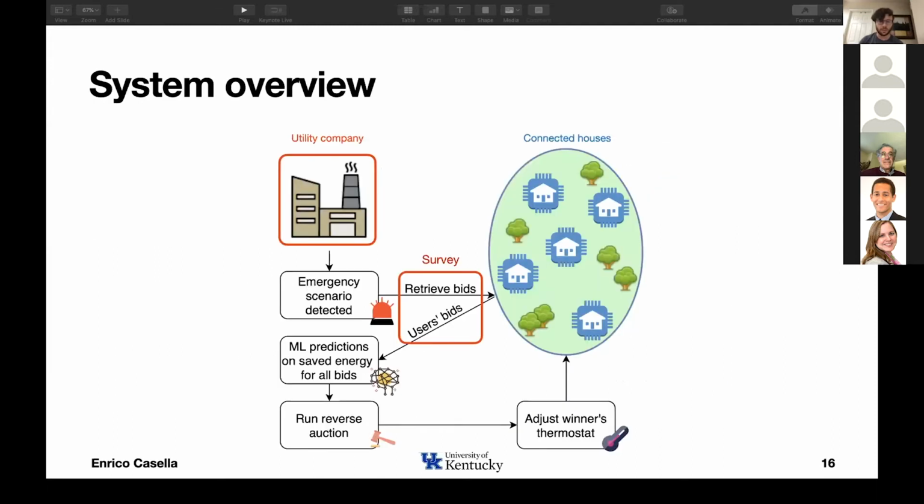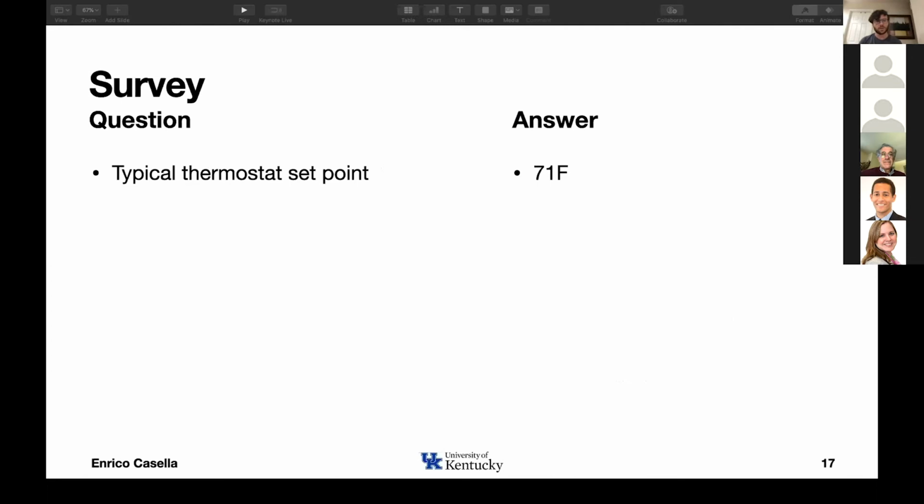Finally, I'm going to talk about the survey. The idea here is that we want to model how users would actually behave when they are asked to change their temperature and how much money they want. So in the survey, we ask the following questions.